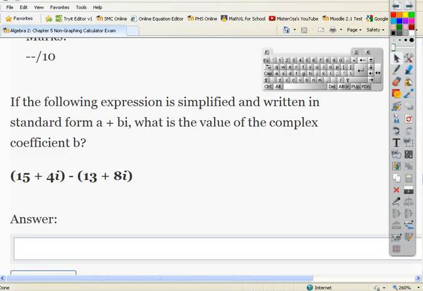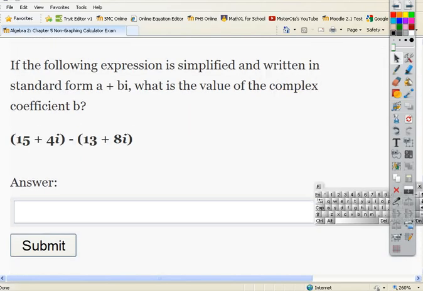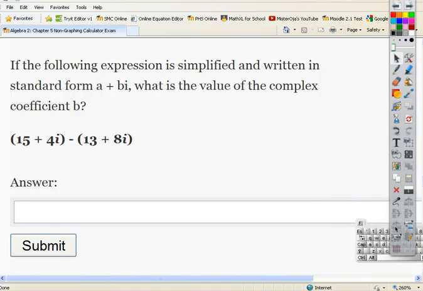Would you combine like terms in this case? Okay, quiet please. So what do we do with this then? If we're going to just add or subtract complex numbers, what do we do? Yeah, good. We'll distribute the negative sign. So this is going to look like 15 plus 4i minus 13 minus 8i. And so now what? Yeah, just combine like terms.